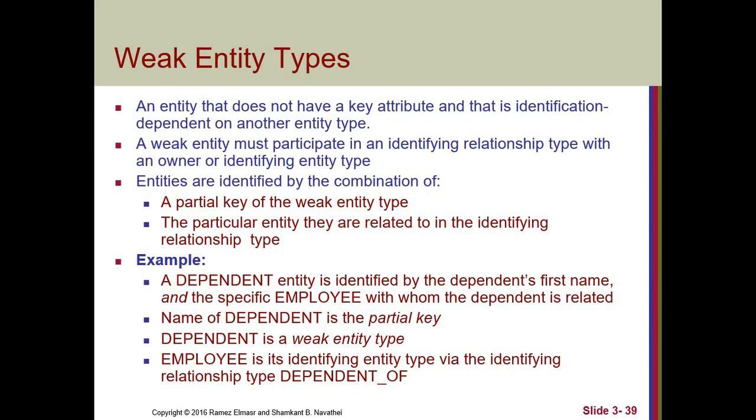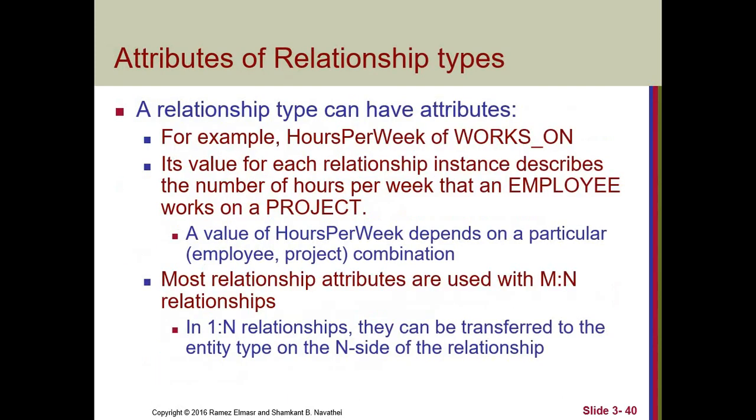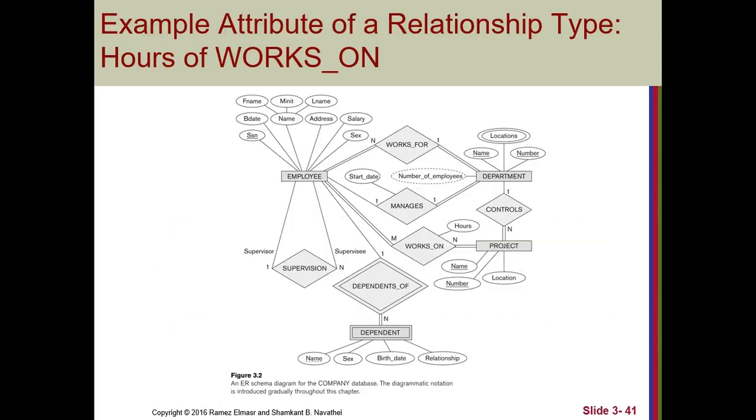A weak entity has attributes which could all be considered equally important. None of them may be a key. A relationship type may have multiple attributes, not just one. For example, works on might also include a location and not just hours per week. The ER diagram provided here adds the hours attribute to works on. You will see hours in between works on and project in an oval.